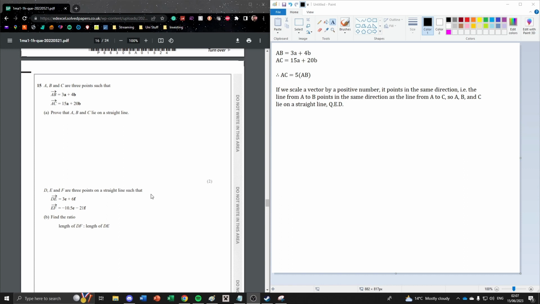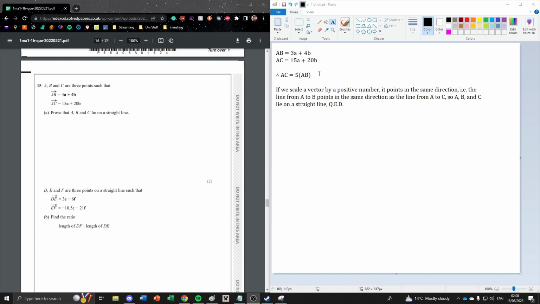So we're given that A, B, and C are 3 points such that the vector connecting A to B is equal to 3a plus 4b, and the vector connecting point A and point C is equal to 15a plus 20b. And for part A, we're asked to prove that A, B, and C lie on a straight line. So we can spot quite quickly that AC is just equal to 5 times AB, and this is where that algebra element comes into it.